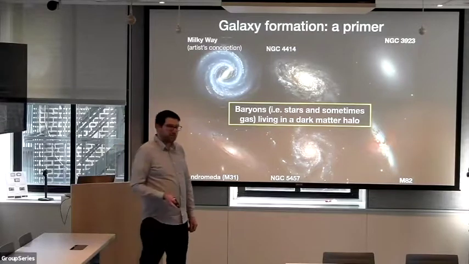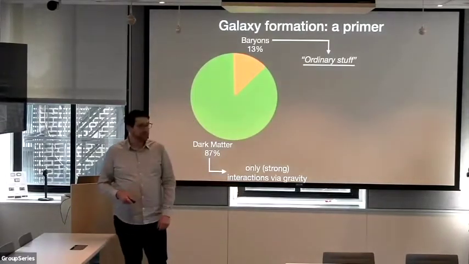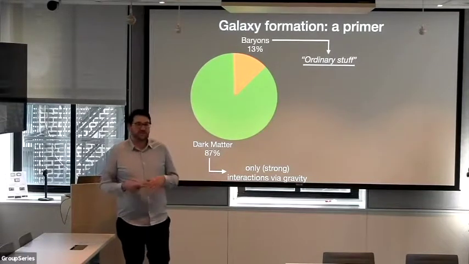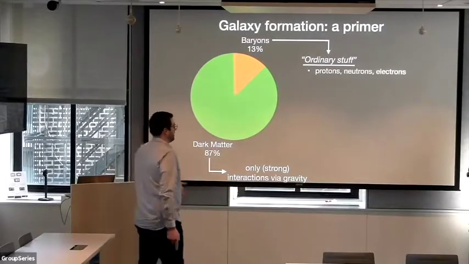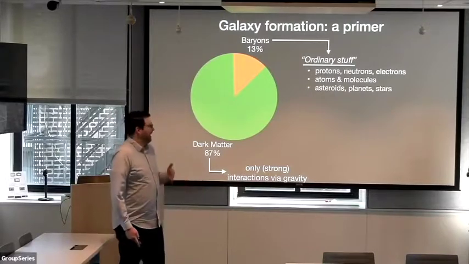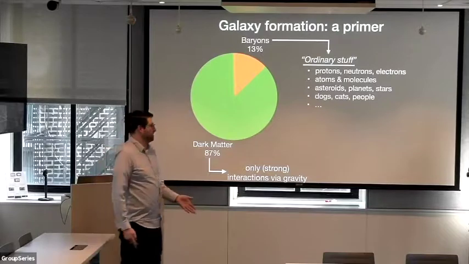So now that I've mentioned the term baryon, I'll come back to this pie chart. Baryons are what I call ordinary stuff. Anything that you would think of as ordinary matter is a baryon. That could be protons, neutrons, electrons, atoms, molecules, or it could be planets, stars, galaxies, or even people, dogs, cats, etc.